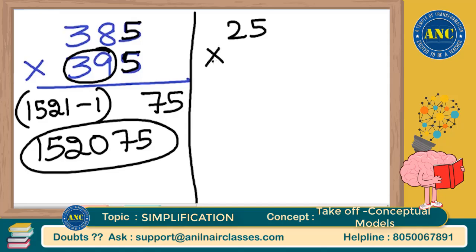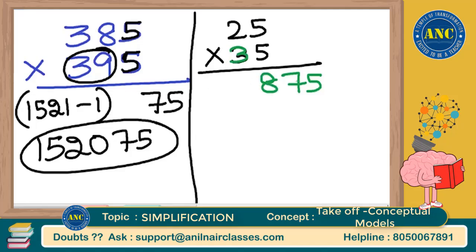Suppose 25 into 35. The last two digits are 75. Take the bigger number, 3. Square it, 9. 9 minus 1 is 8. So the answer is 875. I believe it should be very clear for my students.